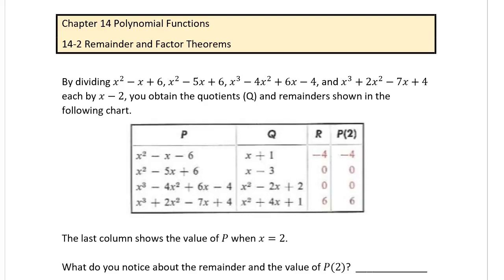This video is for section 14-2, the remainder theorem and the factor theorem. By dividing this trinomial, this four-term polynomial, and this polynomial, each by x minus 2, we obtain the different quotients shown in this chart. So in the first column of the chart, we have those four polynomials.